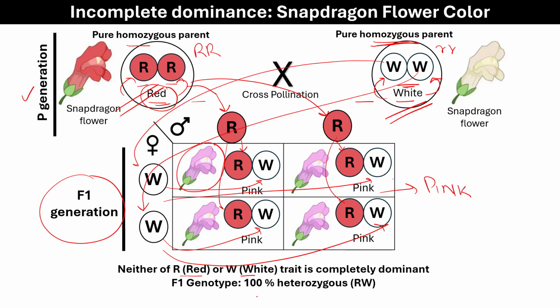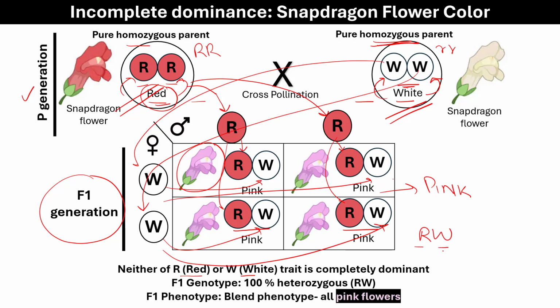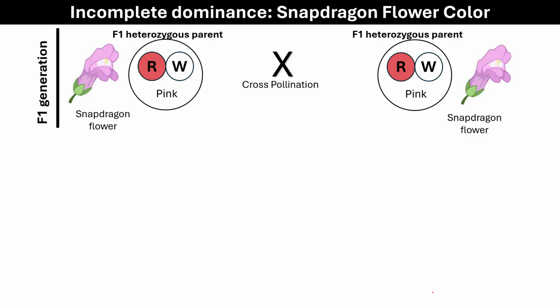Now the genotype you will see is 100% heterozygous, which is R and W. They are not the same, they are different, they are heterozygous. And the phenotype is a blend. It's not red, not white, so it's not one of the two options, but it is a third character, which is a pink color.